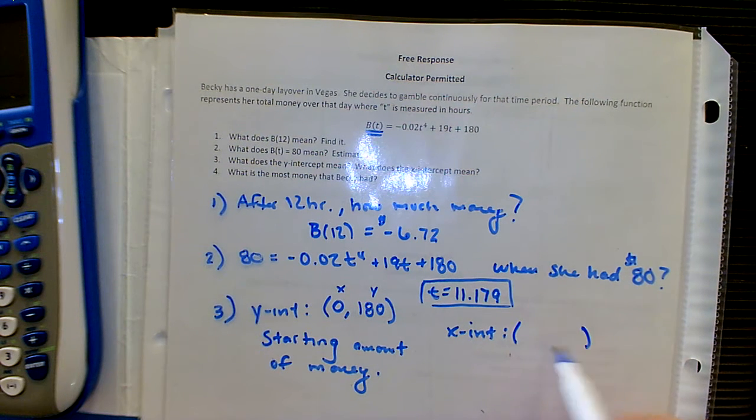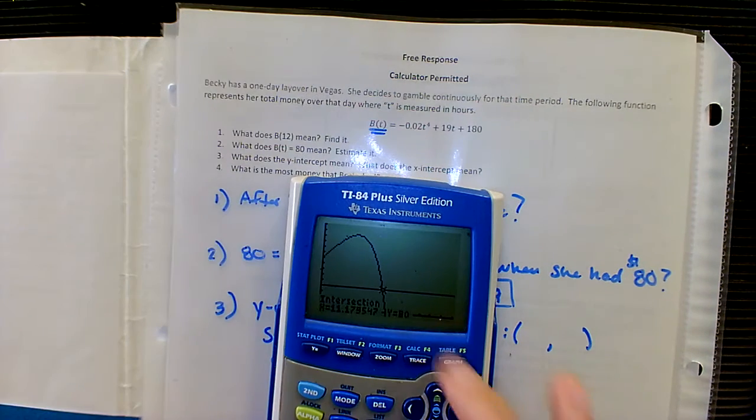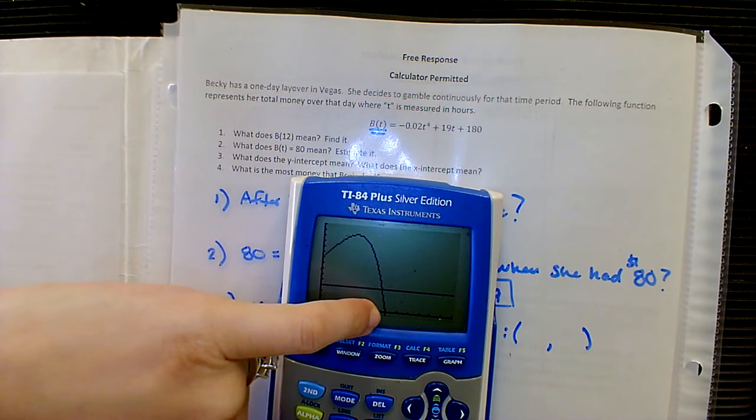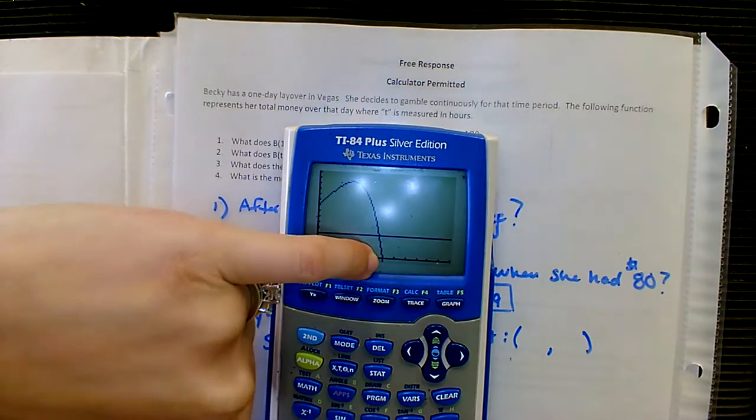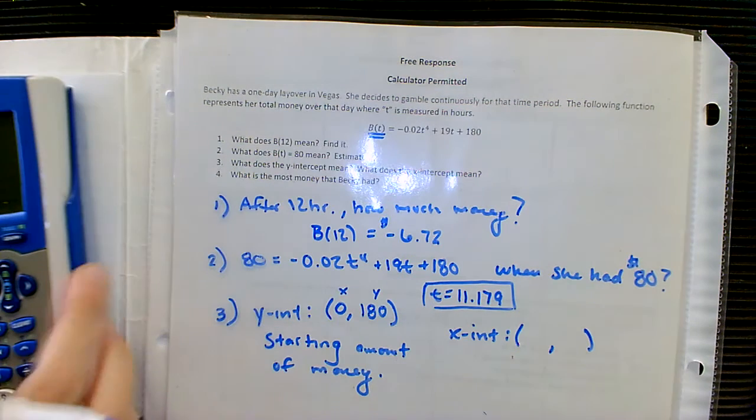What do you think an X-intercept ordered pair might look like? Graphically speaking, that's that point. Hold on, let me, right there. If you were to try to find that ordered pair, what would it look like?